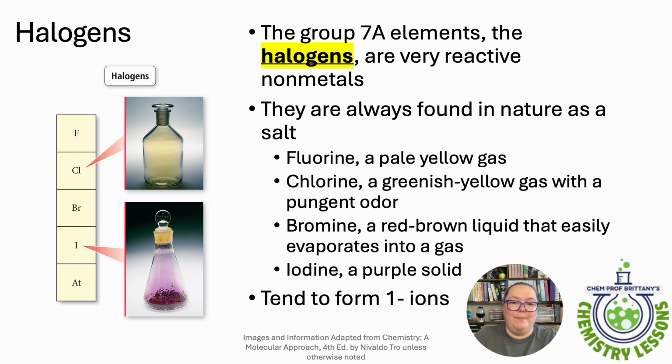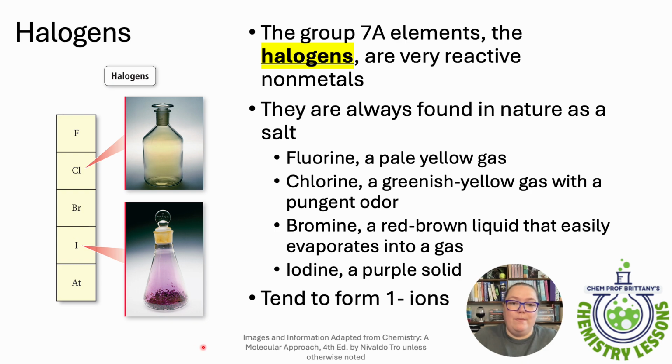Now we are going to hop back over to the other side of the periodic table to our halogens, which are very reactive nonmetals. You're never going to find them by themselves in nature. They're always going to be found as salts, and this includes our pale yellow gas that is fluorine, and chlorine, which we see here, a greenish yellow gas with a pungent odor that is dangerous and will burn you in the nose. Bromine is a red-brown liquid that easily evaporates into a gas. And then iodine here is a purple solid that vaporizes pretty easily.